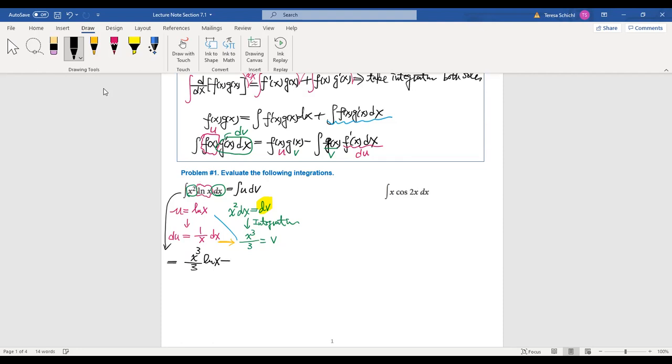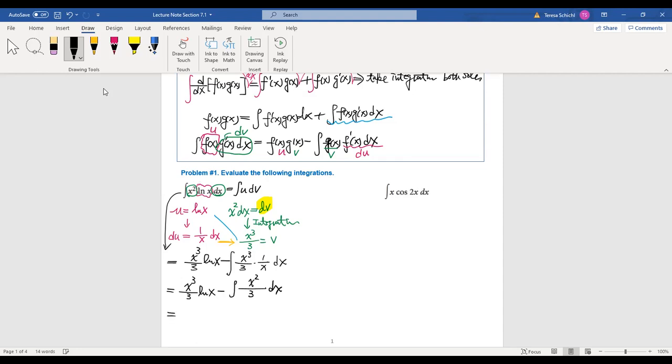Then minus, this is brown, minus here, right? The integral of v du, so it's a minus, and you need to integrate. v du is x cubed over 3 times 1 over x dx. So now this is x cubed over 3 times the natural log of x, and the minus. Let's simplify this a little bit. So what is here is x squared over 3 dx, right?